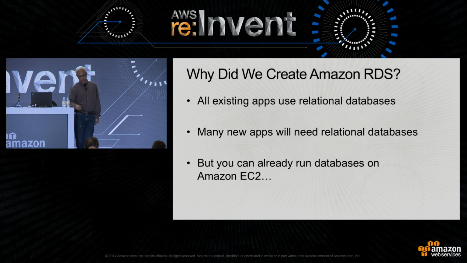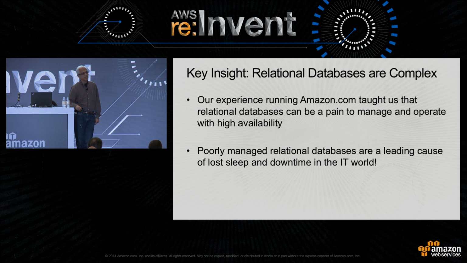But what is unique about Amazon is since the company started in July of 1995, which is going back many years now, almost 19 years, we have been running databases. We don't only create databases, we actually run them. And our e-commerce business, which is a very large business, as all of you know, is a set of applications that use lots and lots of relational databases. And what we learned in all the years of running these databases is they're really hard.